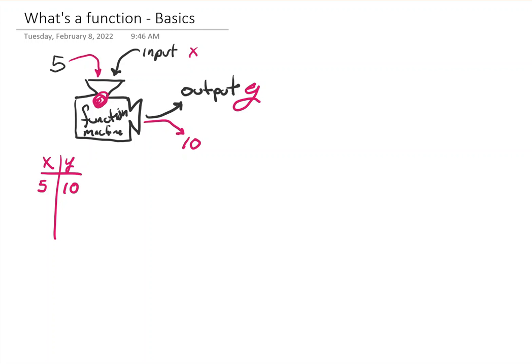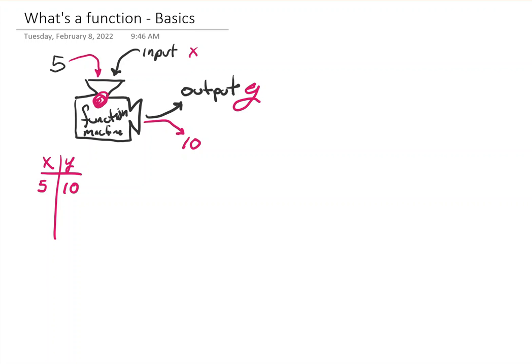Now, what happens if I put another 5 in? Is it possible for me to get anything else out? Well, no, because when I put in 5, I got 10. That's the concept of a function. A function means when you plug in your x's, you're going to get different numbers for your y's.